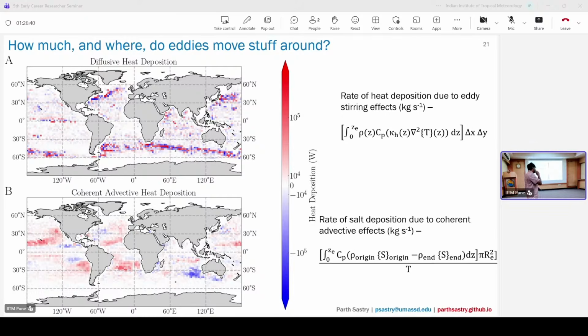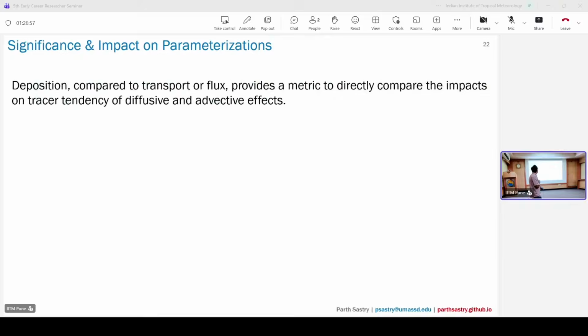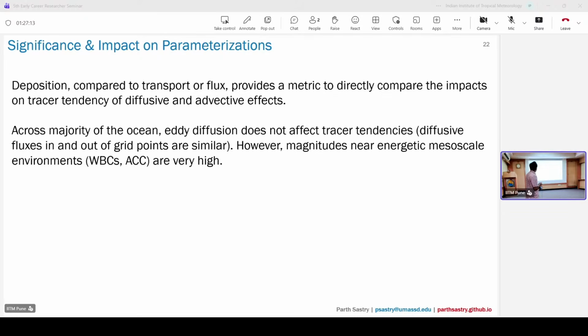So what this means is that if you want to parameterize the effects of eddies to the first order, you don't just need to parameterize them as diffusive processes, you also need to account for this sort of deposition somehow or the other in your models. And that's the big take-home message from this talk. So really, conclusions: deposition compared to flux or transport is much more relevant for local tracer tendencies, and it allows you to directly compare the impacts of diffusion as well as current advection.